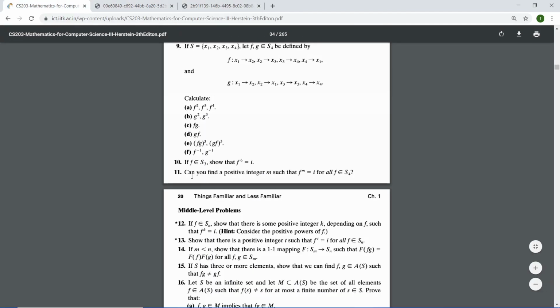Now exercise 11. Can you find a positive integer m such that f elevated to m equals identity for all f belonging to S4? So I did this my old way, which would make more sense to me, I guess. Right now at this moment it doesn't really make much sense, but I think it's because I kind of fried my brain in the last 10 minutes or so. Yeah, so I did this.